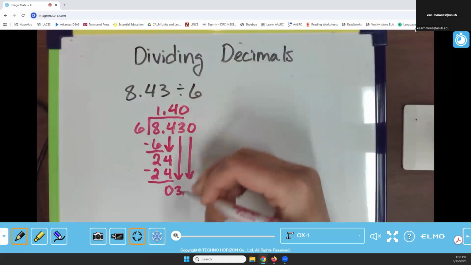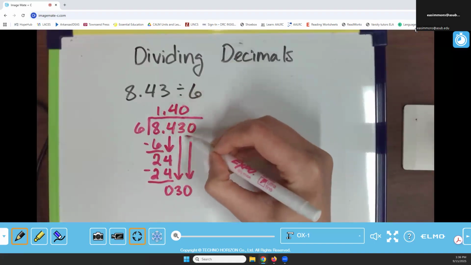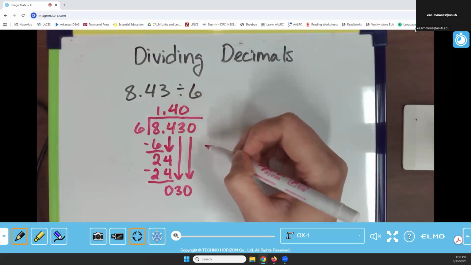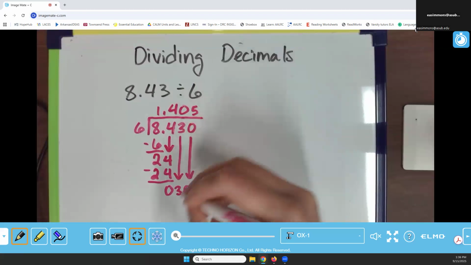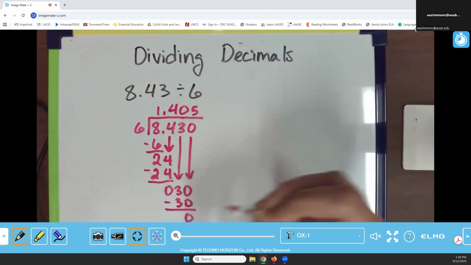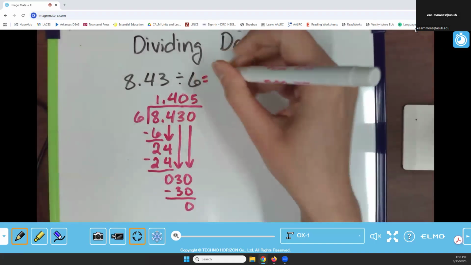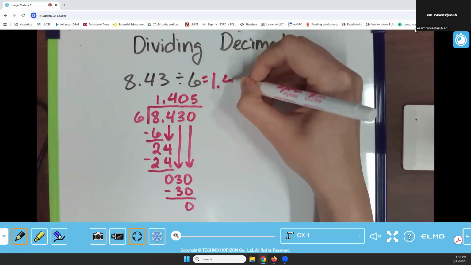You can add more zeros to bring down, because any 0 after our last non-zero number is not going to change our decimal. 6 can go into 30 5 times, and 6 times 5 is 30, so when we subtract, we've got no remainder left. So our solution is 8.43 divided by 6 is 1.405.